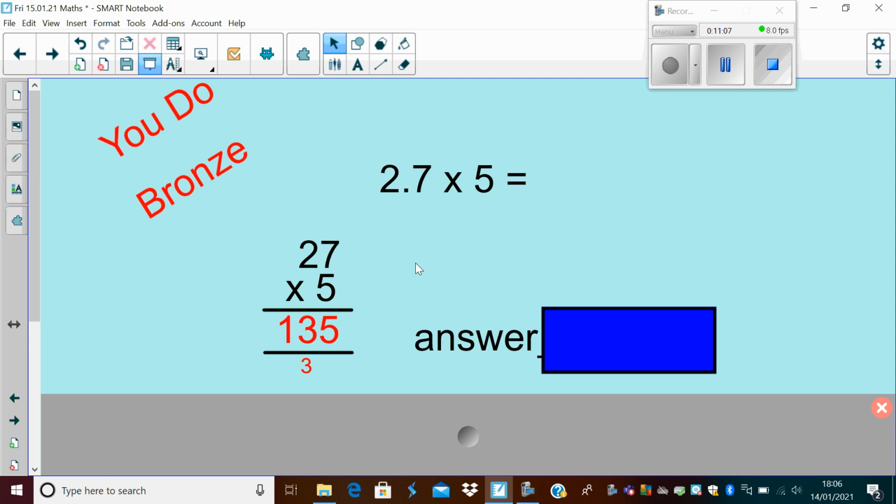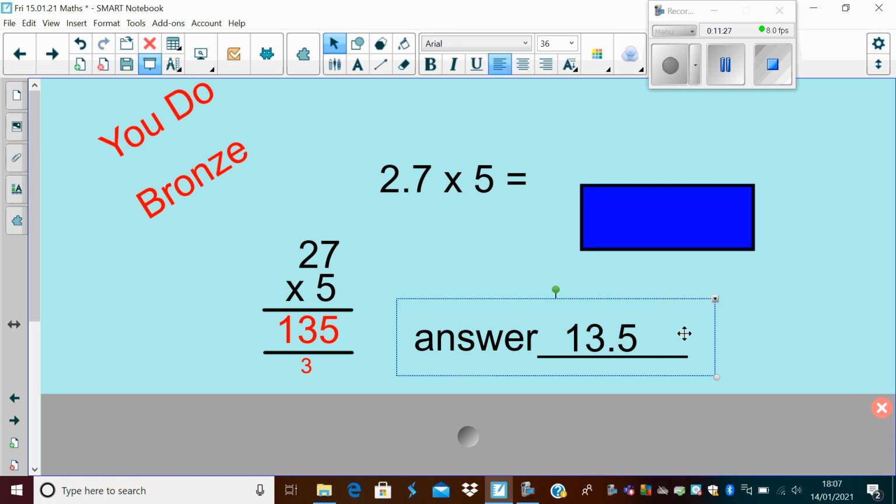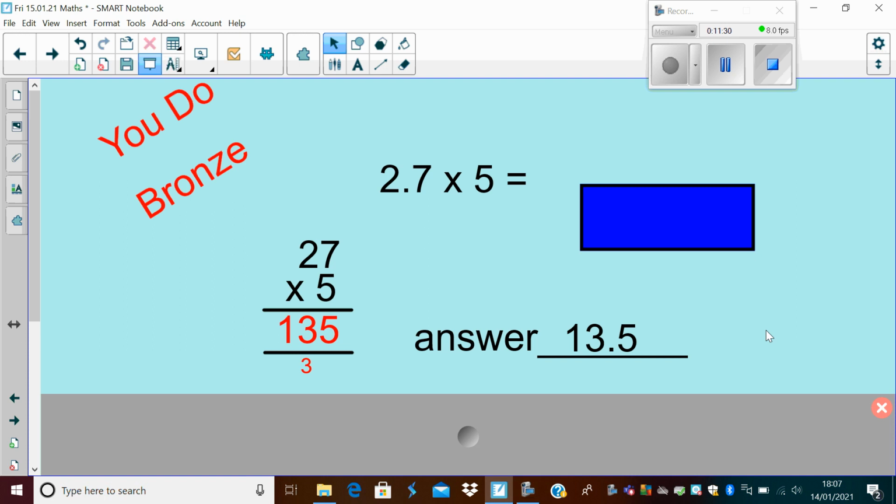Can you remember my estimate? It should be a bit more than 10. Well, this is 135. So I count the decimal places. There's 1. There's only 1 digit, look, to the right of the decimal point, in which case I count the decimal place, 1, put the decimal point in, and 13.5 is a bit more than 10.